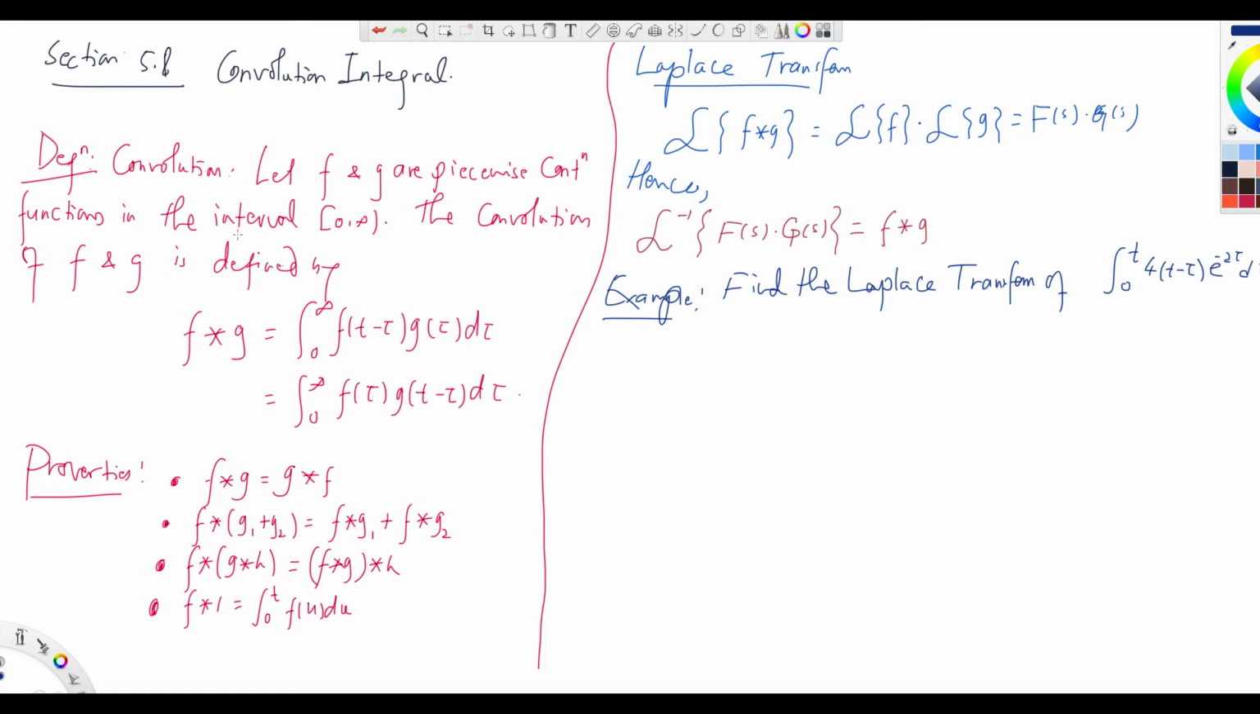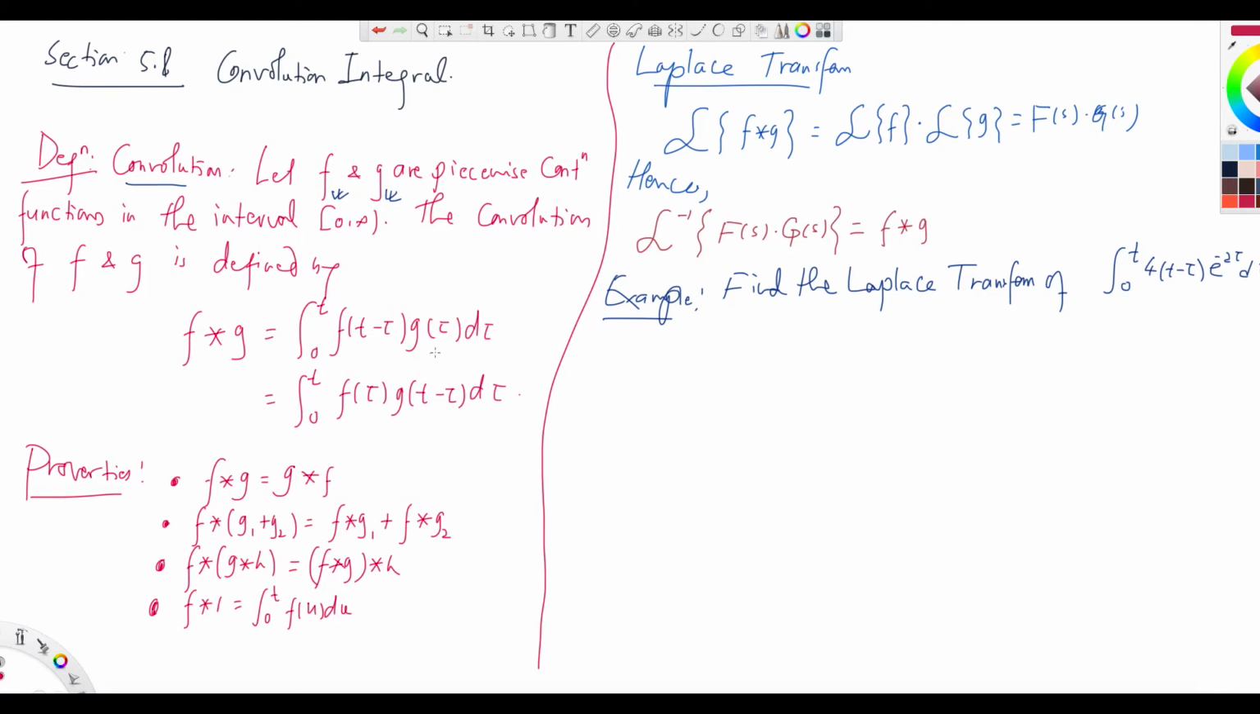For functions f and g that are piecewise continuous in the interval 0 to infinity, the convolution integral of f and g is defined by, the convolution integral is denoted by f star g, and this is given by the integral from 0 to t of f(t minus tau) g(tau) d tau.